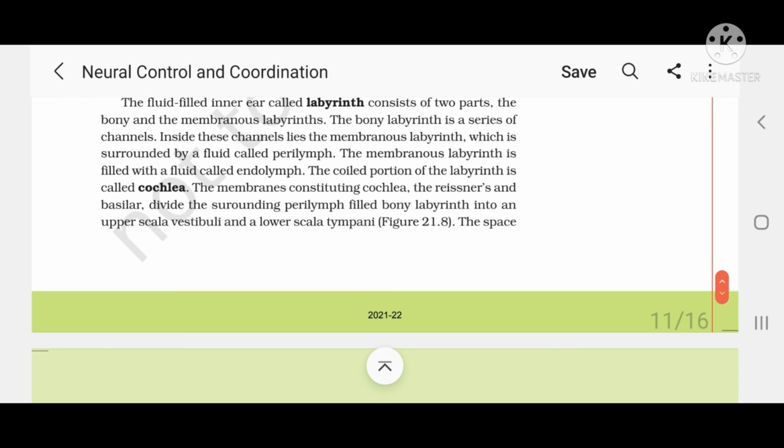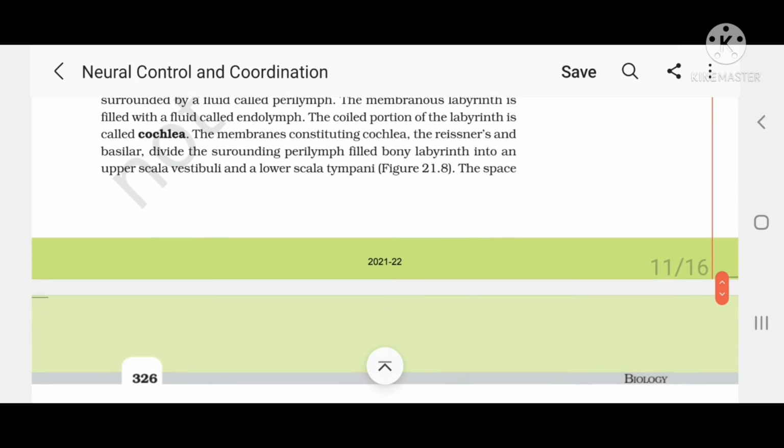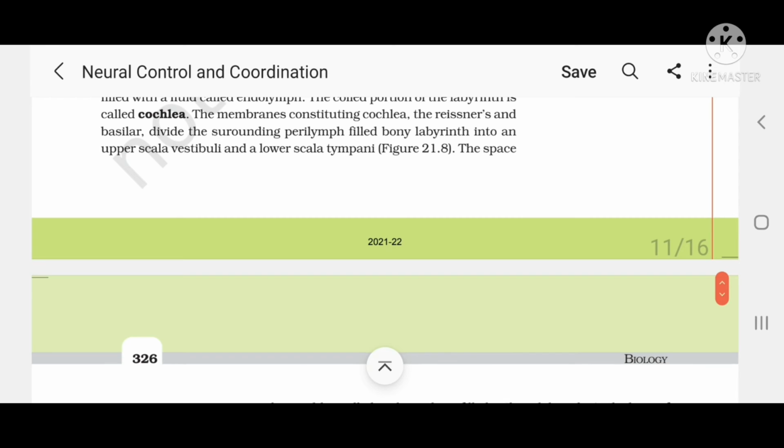The fluid-filled inner ear called labyrinth consists of two parts, the bony and the membranous labyrinths. The bony labyrinth is a series of channels. Inside these channels lies the membranous labyrinth, which is surrounded by a fluid called perilymph. The membranous labyrinth is filled with a fluid called the endolymph. The coiled portion of the labyrinth is called the cochlea.